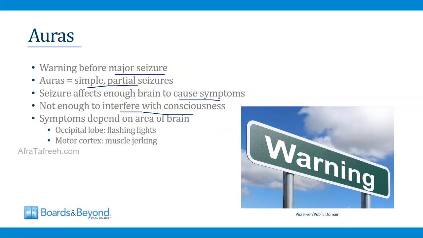So some patients have auras involving the occipital lobe. They can see flashing lights, and when they see this, they know a major seizure is about to come on. Other patients have an aura involving the motor cortex, and this can cause muscle jerking that precedes a seizure.